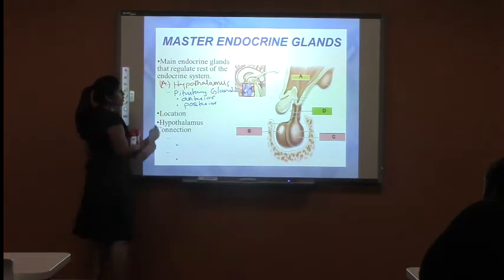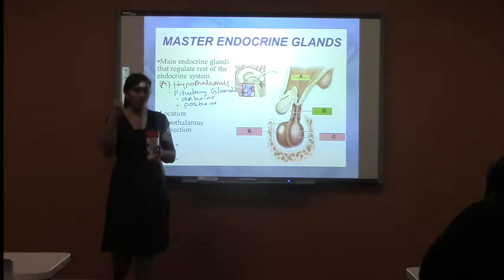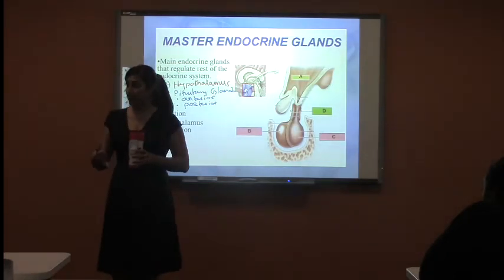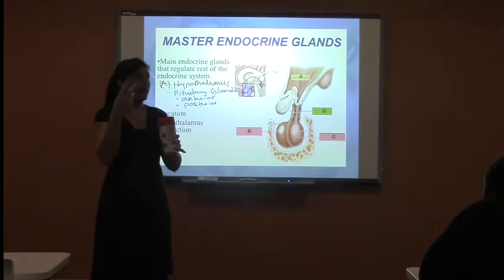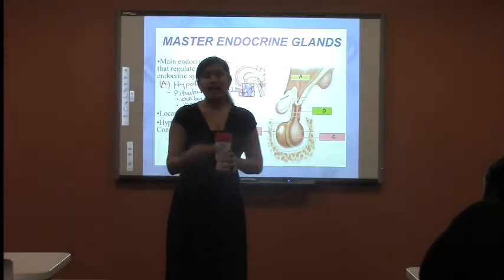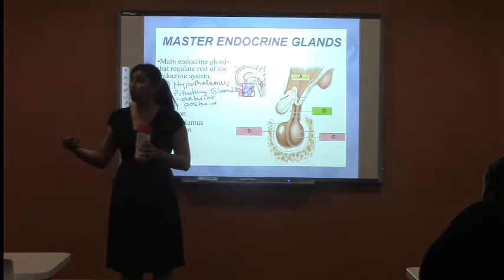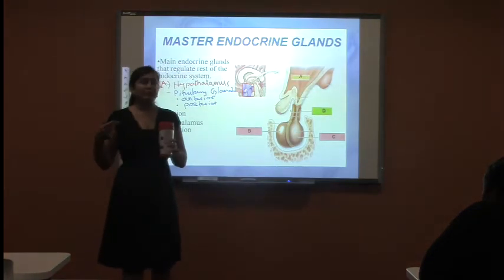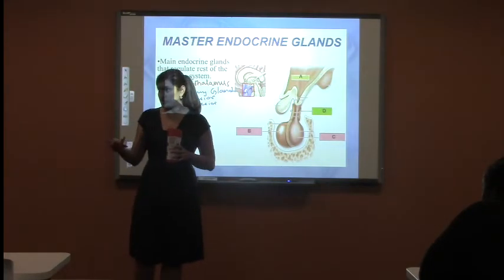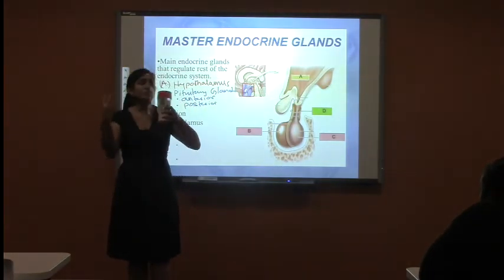Now, so the two main endocrine glands are the hypothalamus and the pituitary. The pituitary has two parts, anterior and posterior. So the anterior pituitary gland and the posterior lobe of the pituitary gland. Usually people just say anterior pituitary, posterior pituitary, but they're actually talking about one gland with two lobes.